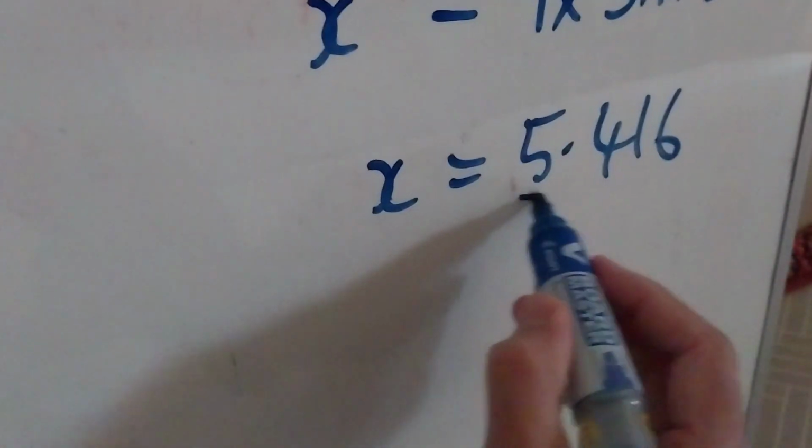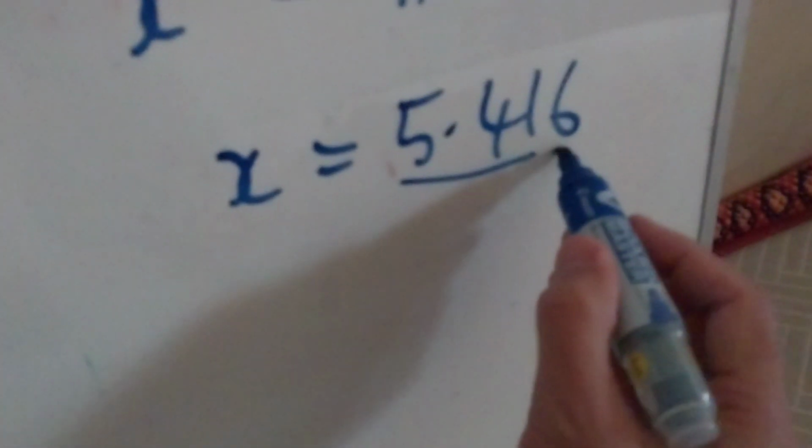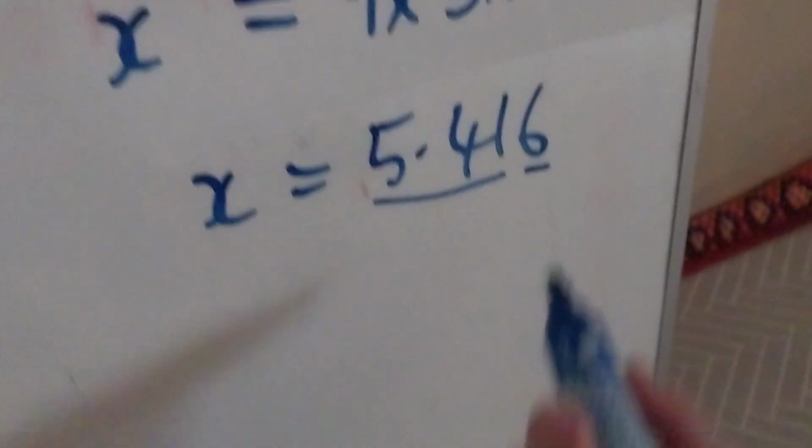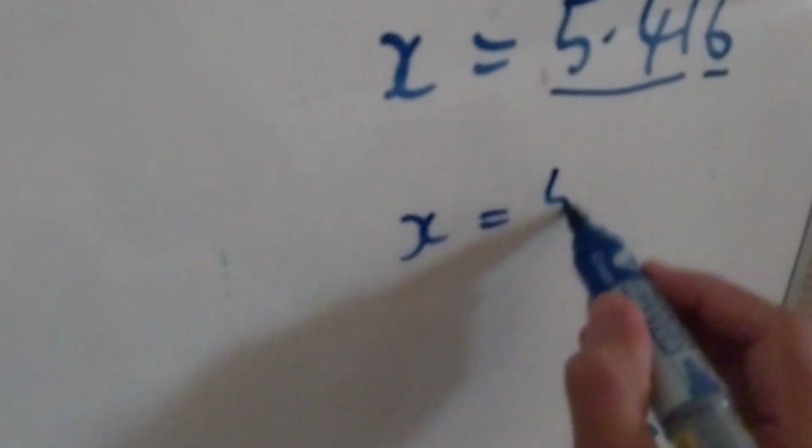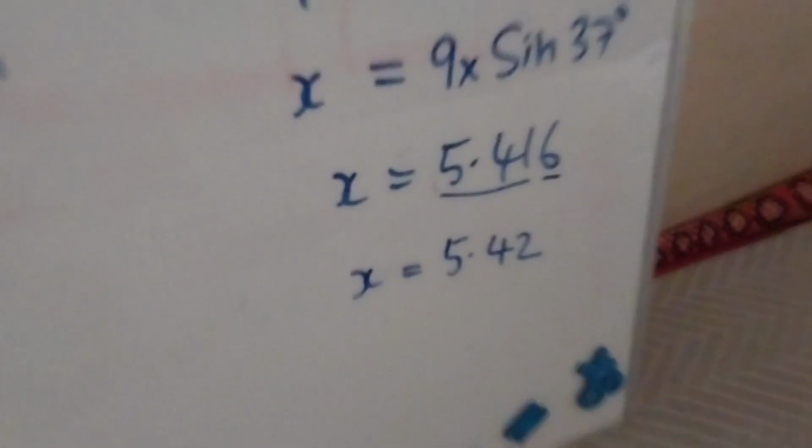9 multiplied by the sine of 27 degrees, 9 multiplied by sine of 27, and then you press equal. So we get 5.416. The question says round off to 2 decimal places. So we're going to give our answer up to there. The third digit is 5 or more. So that means we're going to add 1 to the previous digit. The 1 will become a 2. So the value of x in this triangle is equal to 5.42.